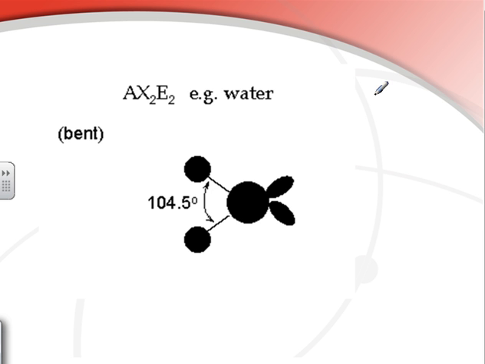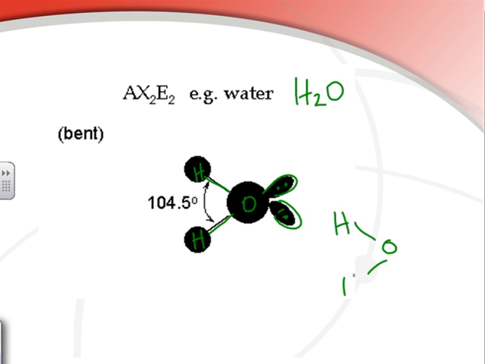If we have something like water, H2O, we still have 4 charge clouds, because we've got one here, one here, one here, one here. But in this case, what's happening is we only have 2 atoms attached to your central. So when we were to draw it out, it would look like this. And we don't, again, take into account this when we're talking about the molecular shape. So this is also bent.